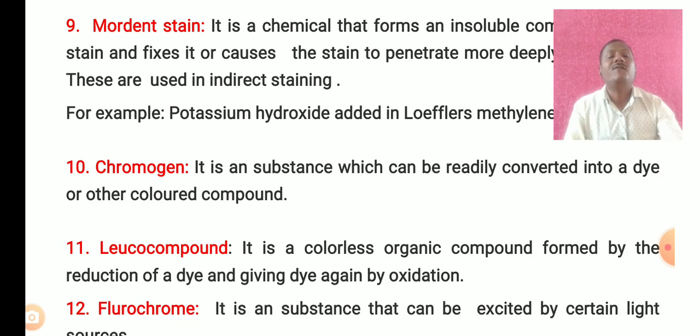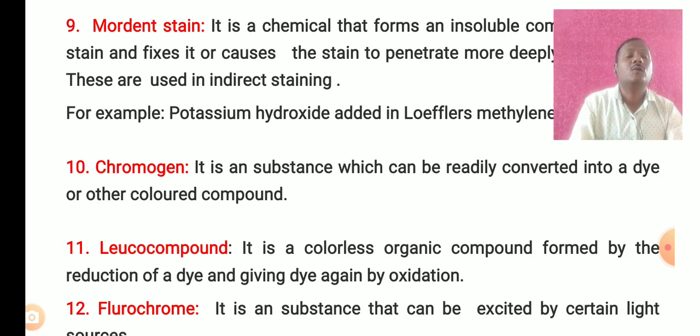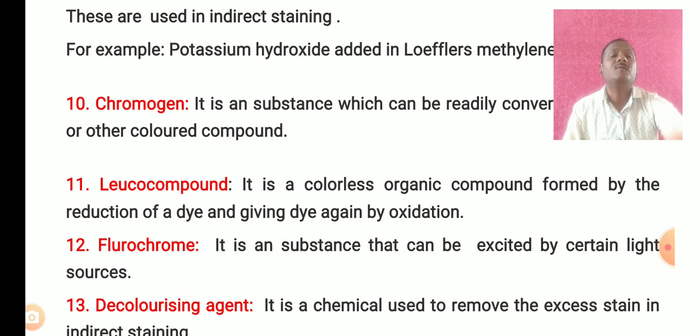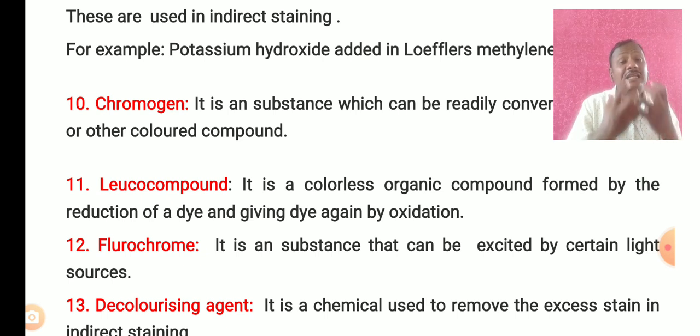So after that, we'll see the definition of chromogen. What is meant by chromogen? A chromogen is a substance which can be readily converted into a dye or other colored compound, because whatever stains are colored, it is due to the chromogens. After that, we'll see the definition of leuco compound. It is a colorless organic compound formed by the reduction of a dye, and giving the dye or color again by an oxidation process. They are called leuco compounds.